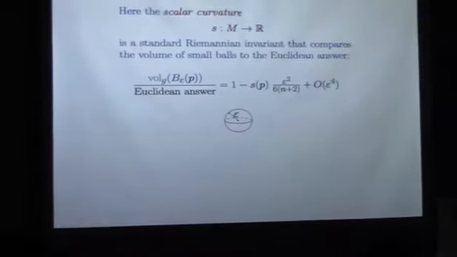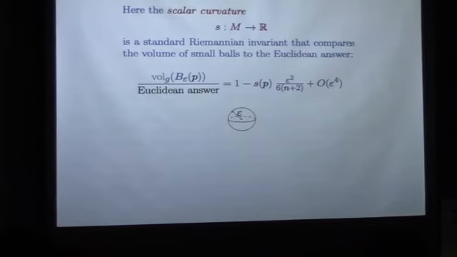You can compare the volume of a ball in the manifold to the Euclidean answer, and this turns out to have a nice expansion where the first non-trivial term has a coefficient called the scalar curvature at the center of the ball. So if the scalar curvature is positive, that's saying small balls have a smaller volume than they would in Euclidean space. And this is not the way the scalar curvature was invented.